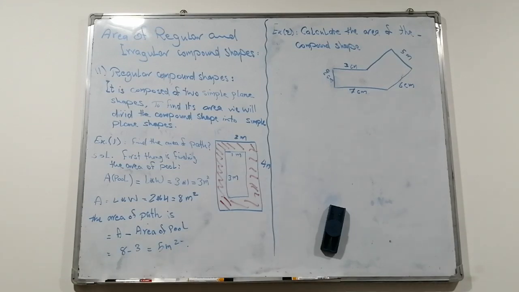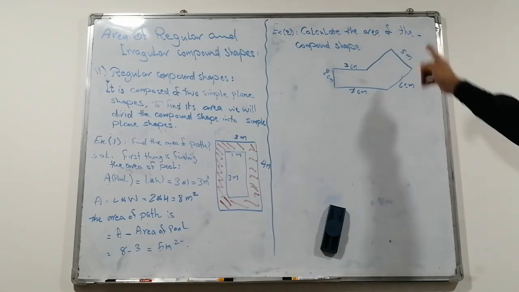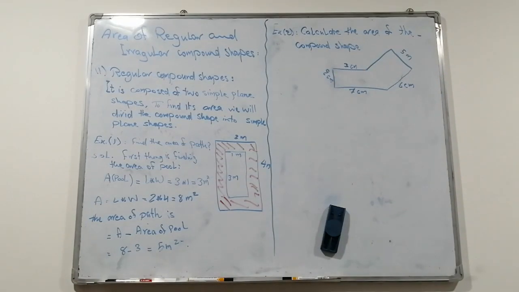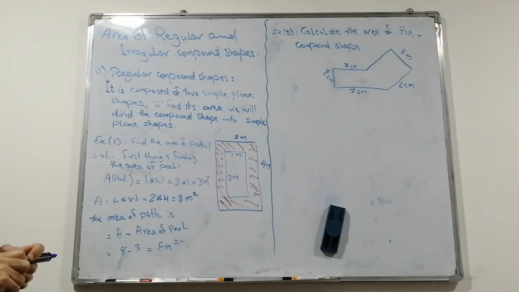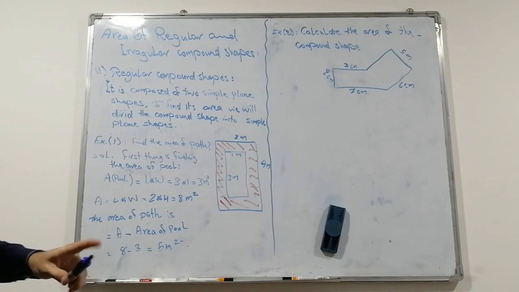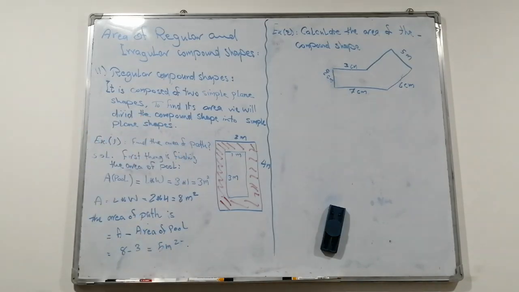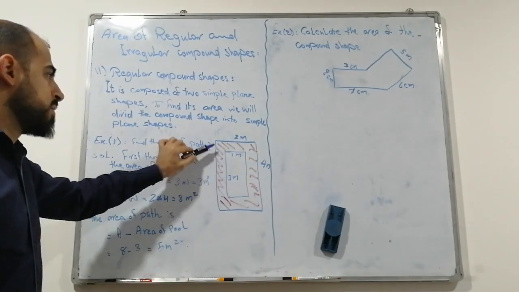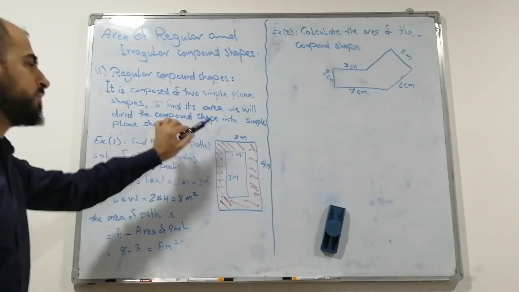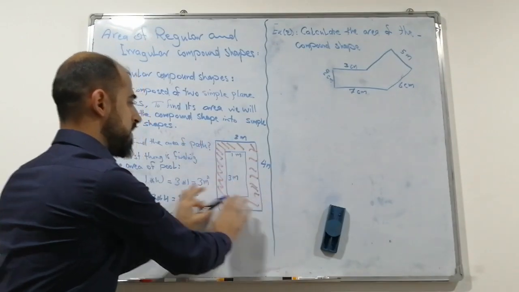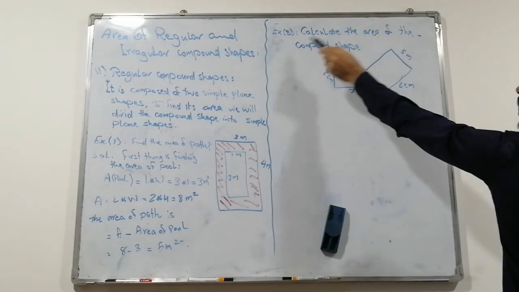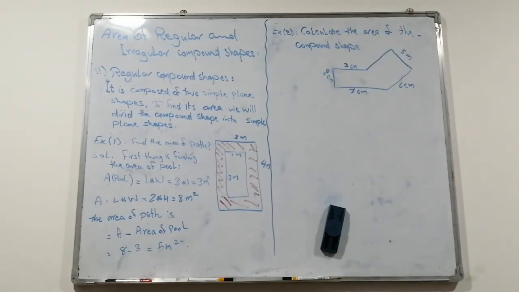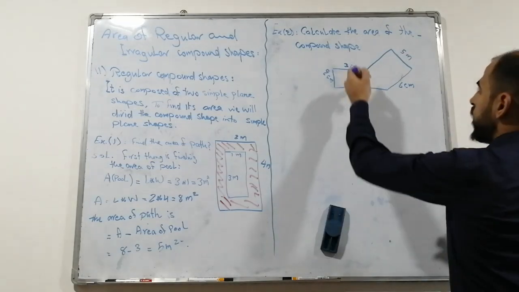Now in example 2, we also have to calculate the area of a compound shape. As I said previously, we don't have a basic method to solve this kind of question. It depends on the question, the compound shapes in it, and what it asks for. In this question, to find the area of the path, we subtract the area of the small rectangle from the area of the big one. Now in this question, he told us to calculate the area of a compound shape. We have this shape. How to find the area of this shape?